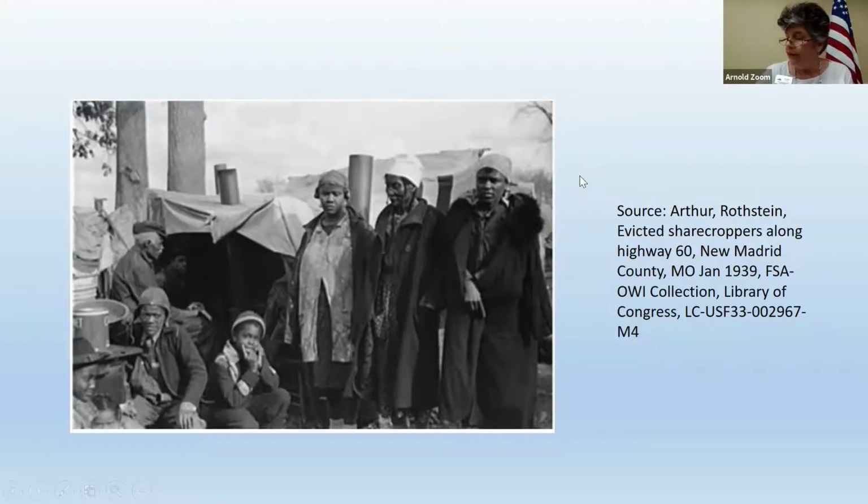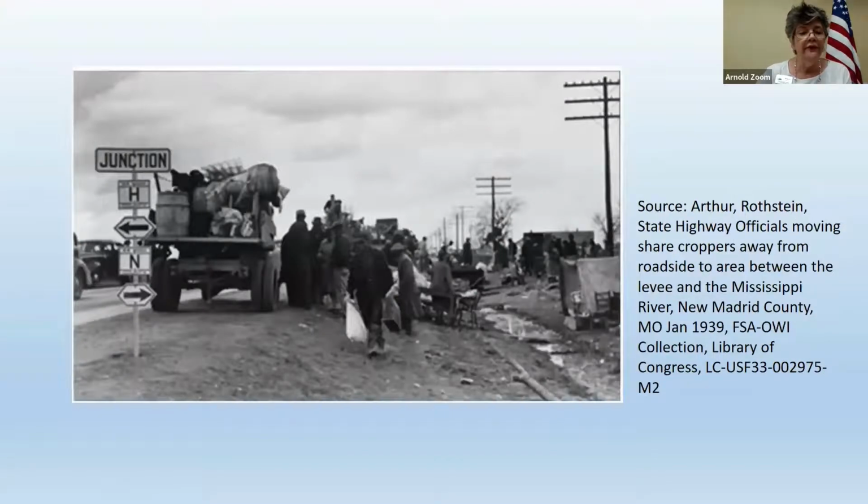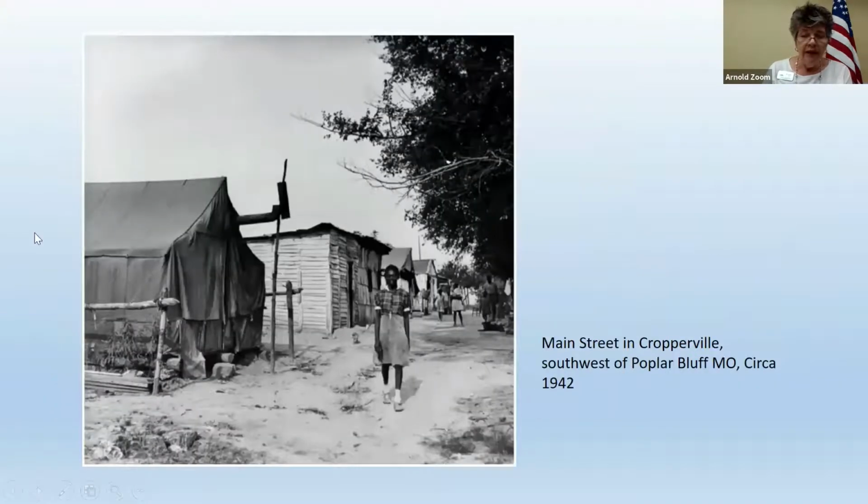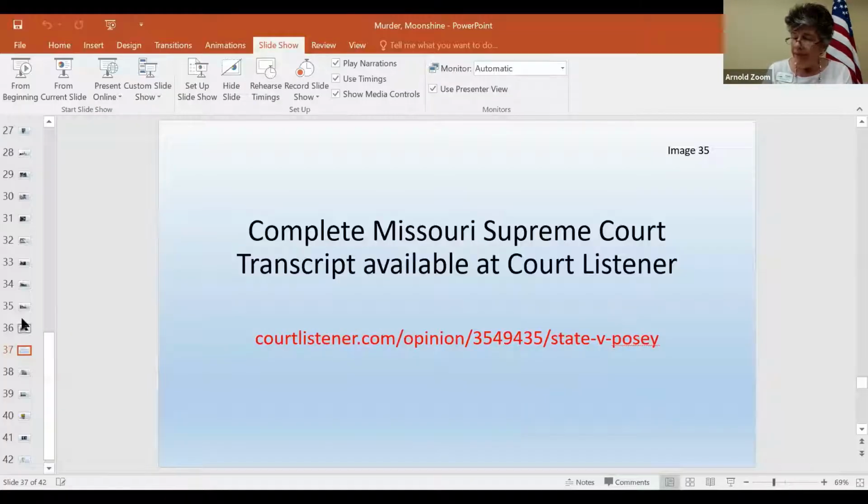Let's go to 34 and then 35. These two images, you can see this is when the state police came in and started demolishing the camps and loading the sharecroppers and their belongings. If you'll move on to 35, there's the state police there, and they're just loading them in trucks and hauling them away. But the governor didn't care where they moved them to.